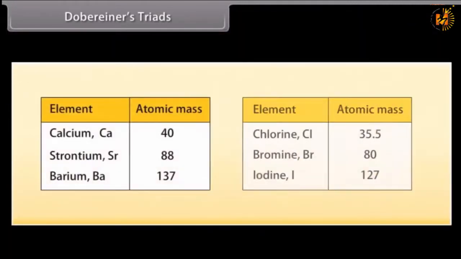For example, in a triad of calcium, Ca 40, strontium, Sr 88, and barium, Ba 137, the mean of the atomic masses of the first and third elements is equal to the atomic mass of the second element. That is, (40 + 137) / 2, which is 88 amu.